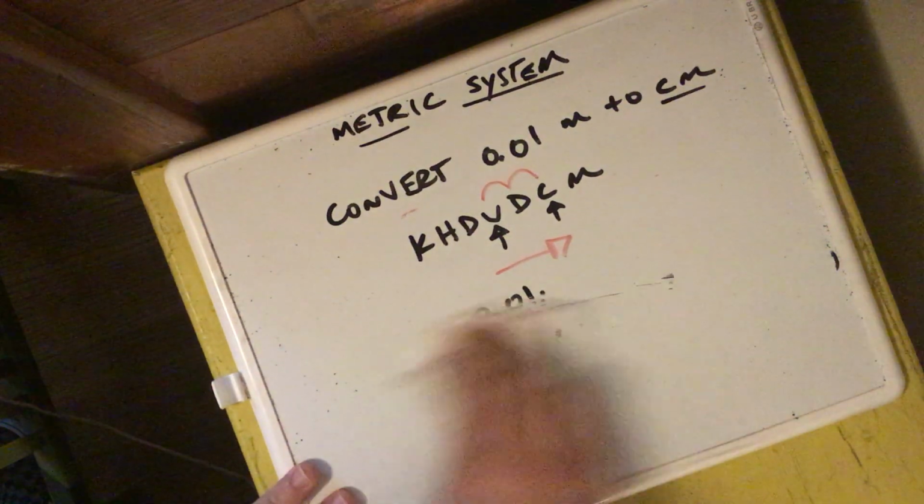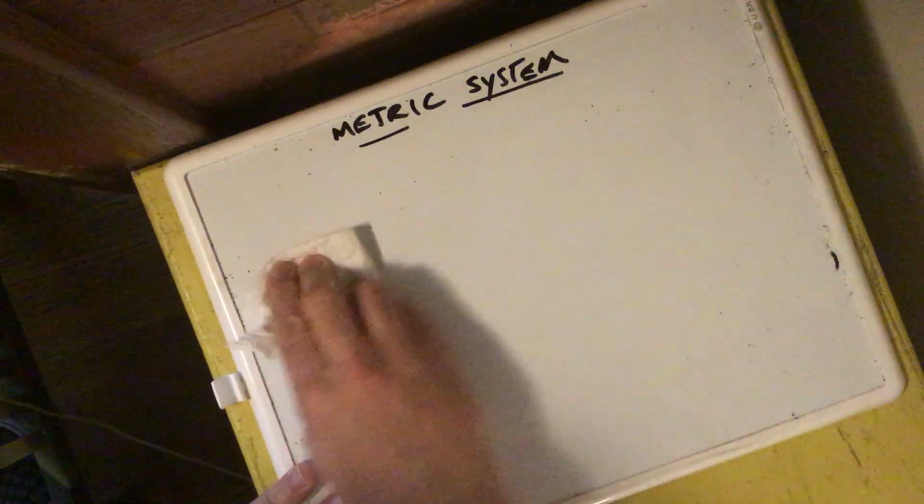And that's going to be it for the examples. The rest of the problems, that's exactly how they work. You're just moving the decimal point and you use the mnemonic device, King Henry doesn't usually drink chocolate milk, in order to figure out what direction and how many spaces to move the decimal.